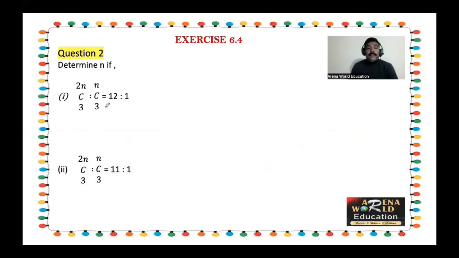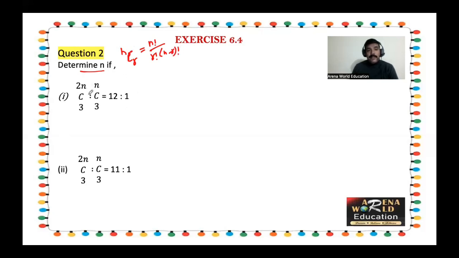So now question number 2. Here we have to find the value of n if 2nC3 is to nC3 is equal to 12 is to 1. So the ratio is given, right? And I think everybody is aware of the formula. So for your convenience, I'm writing the formula: nCr is n factorial divided by r factorial, n minus r whole factorial.